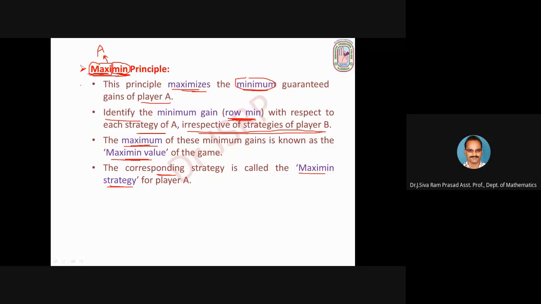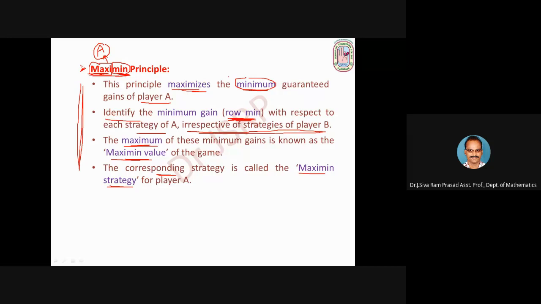So here you will be given one mark questions. What is the nature of player A in game theory? What is maximin principle? Okay, so this will be given in one mark questions or multiple choice questions for online internal exams. So this principle corresponds to player A. Okay, so player A is maximin player. That means he tries to maximize his minimum guaranteed gains.